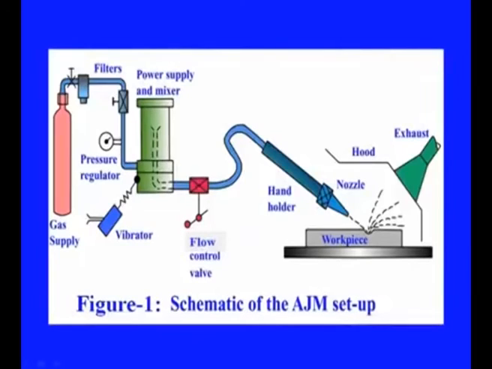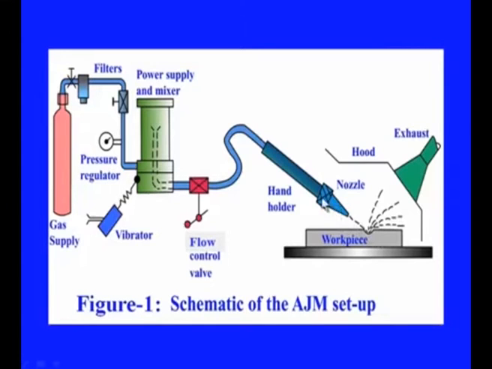The schematic of this process is like this. So, this is the nozzle I was talking about, through which the mixture of the abrasive and air is coming at a very high velocity, and this is the workpiece on which this mixture of abrasive particles and air or other gas, generally some neutral gas like argon etc., is striking the workpiece surface.